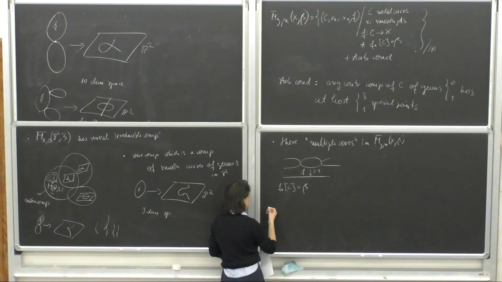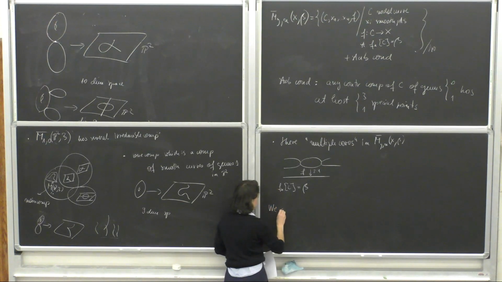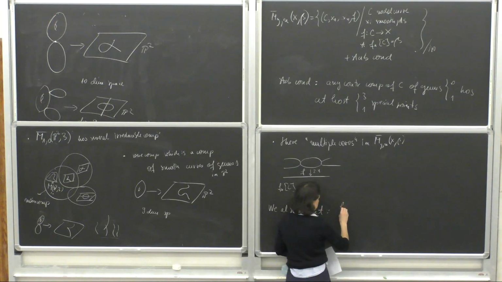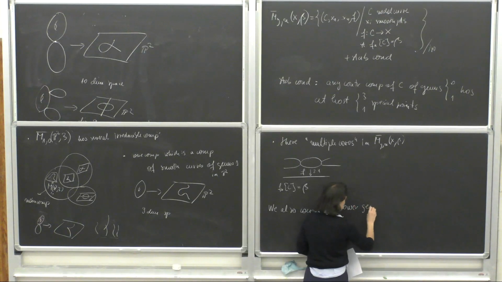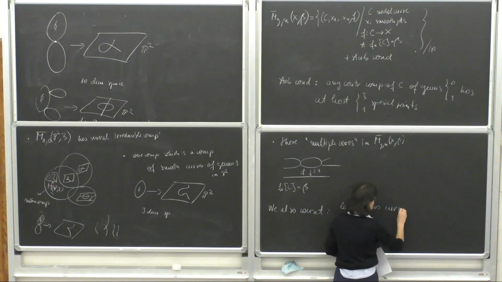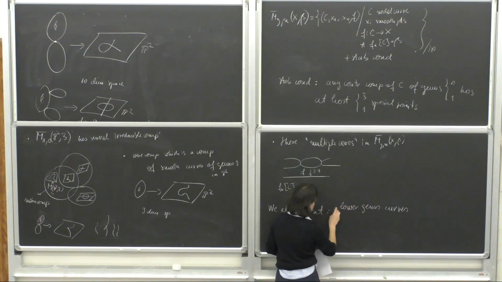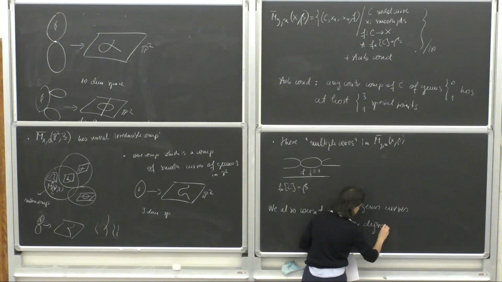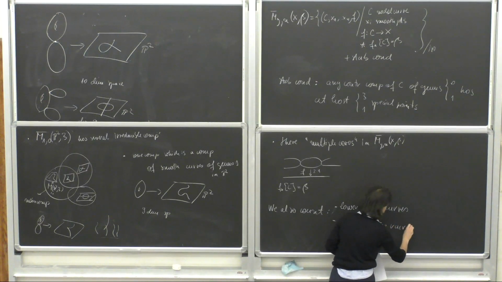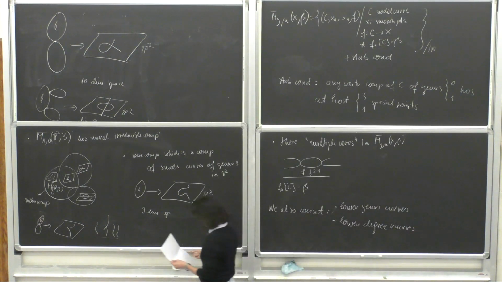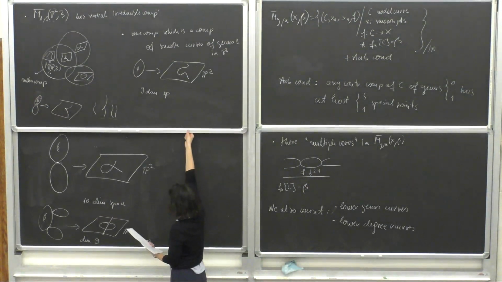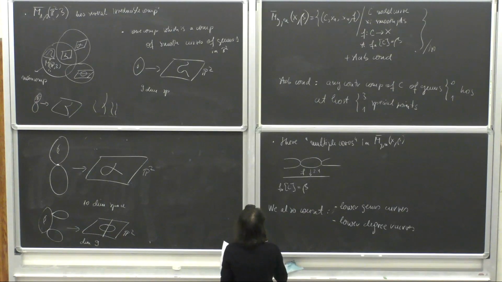And so we also count lower genus curves, and also lower degree curves. Maybe I erase this.